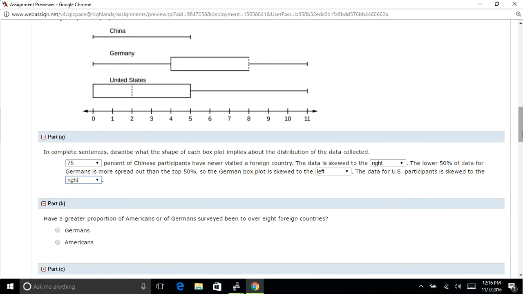Okay. Have a greater proportion of Americans or Germans surveyed been to over 8 foreign countries? So I'm looking at 8. Because this to this is 25%, so it's roughly half of 25%. But for the Germans, this is the median, which is 50%. So 50% of Germans have been to 8 or more countries. So I'm going to say the Germans.